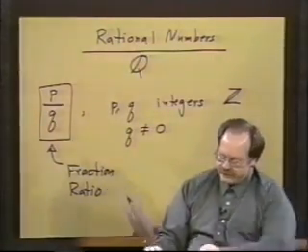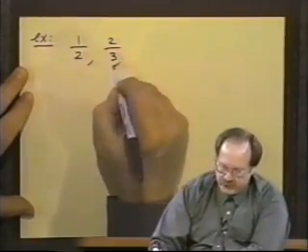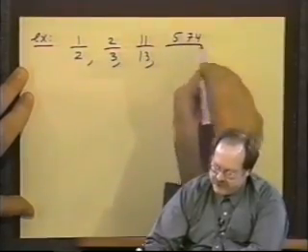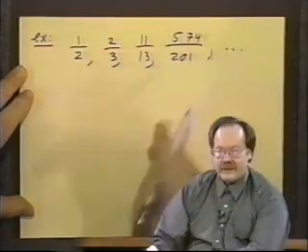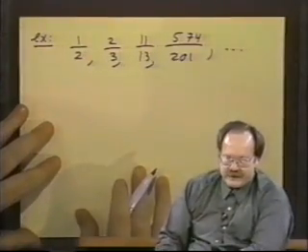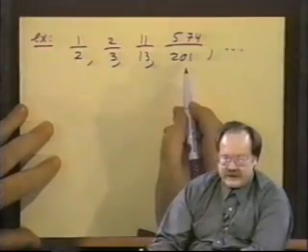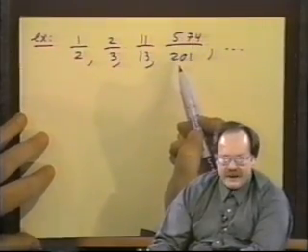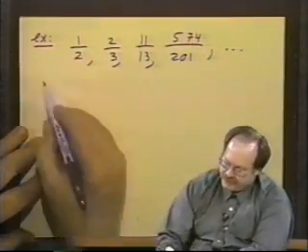And now let's look at a few examples, just to remind you what we're talking about here. Examples, you know what these are: 1/2, 2/3, 11/13, 574 over 201, etc. Those are all examples of rational numbers. They're fractions. Some of them, as in the case of the last one, are improper fractions. The top is bigger than the bottom, but they're still rational numbers.